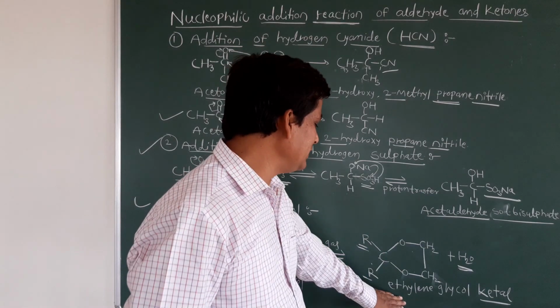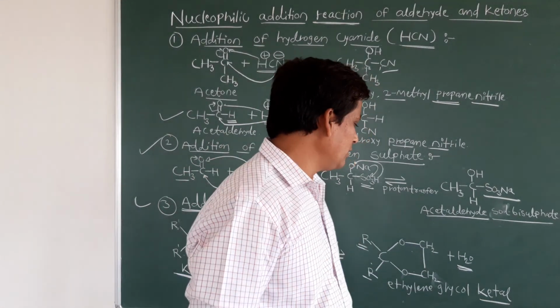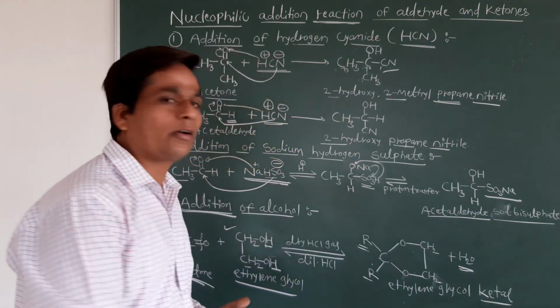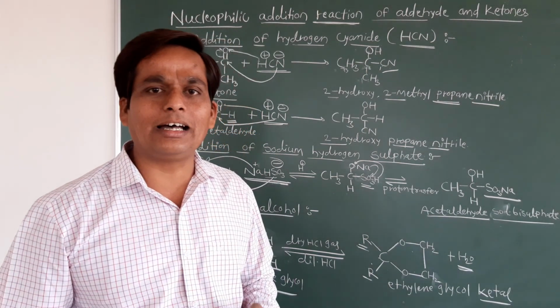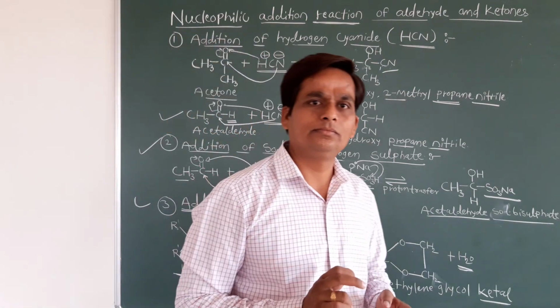In this way, here we will get the ethylene glycol ketal. Okay, so this is the structure of ethylene glycol ketal. So, students, how to understand this addition reaction? We'll discuss another reaction.